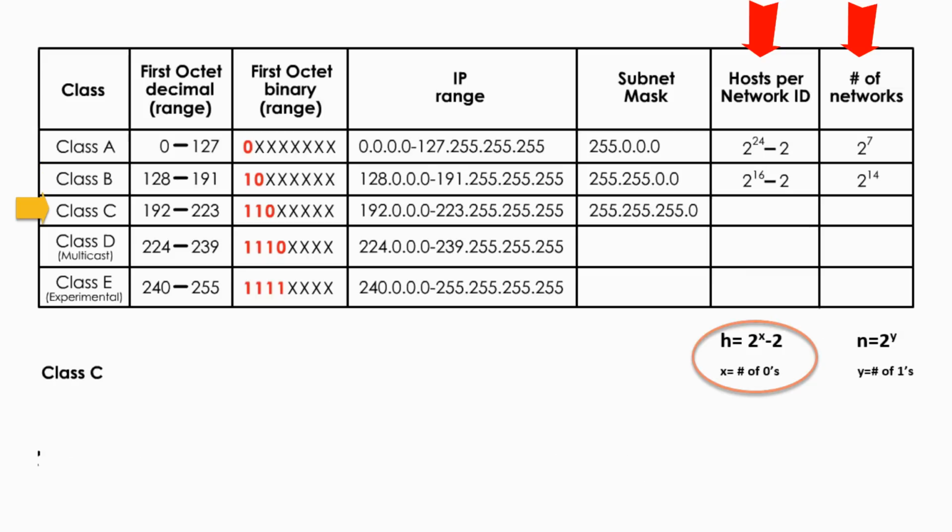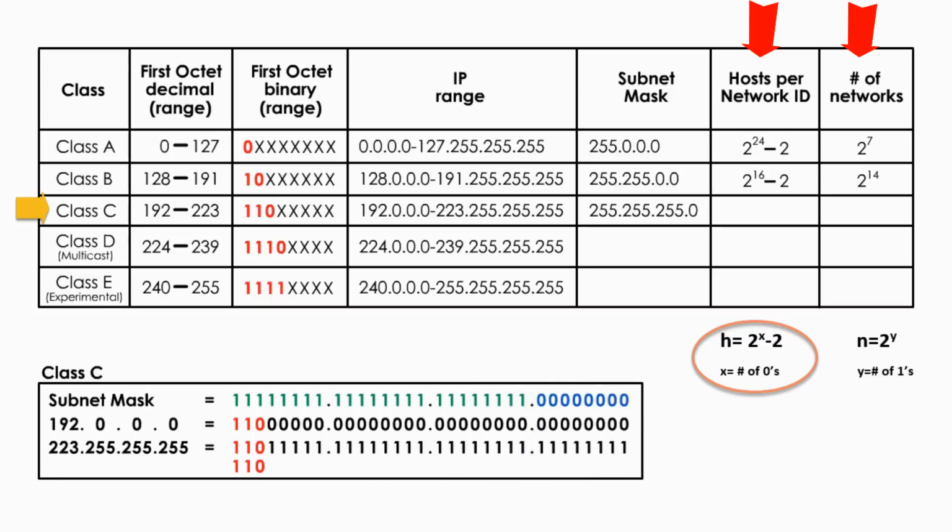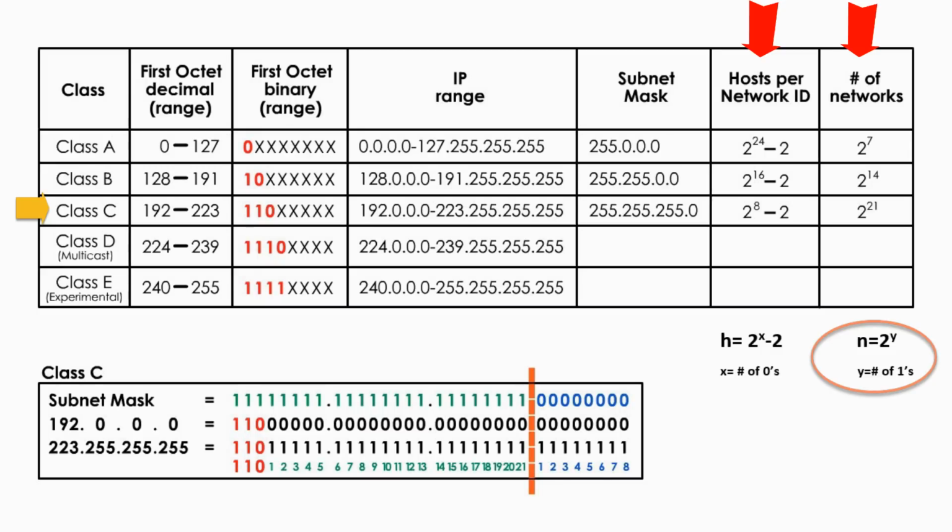By the same token, the Class C subnet mask has 8 zeros. Thus, the number of hosts per network in Class C is 2 to the power of 8 minus 2. The Class C subnet mask has 24 ones, but the first 3 bits are fixed, leaving only 21 useful bits for the network portion. Thus, the number of networks in the entire Class C is 2 to the power of 21.